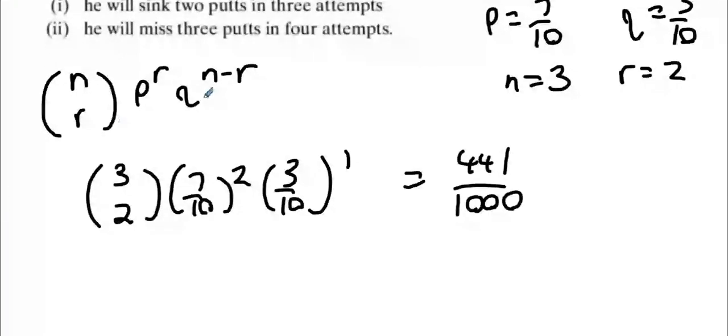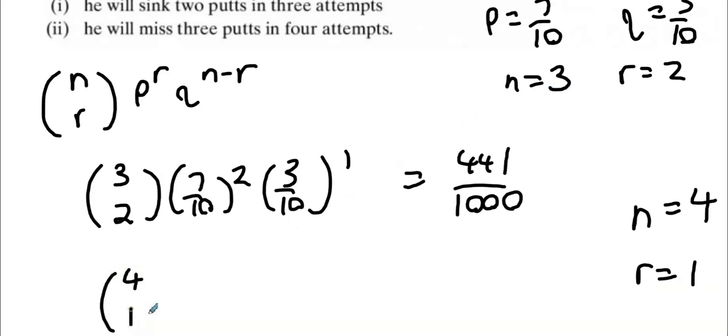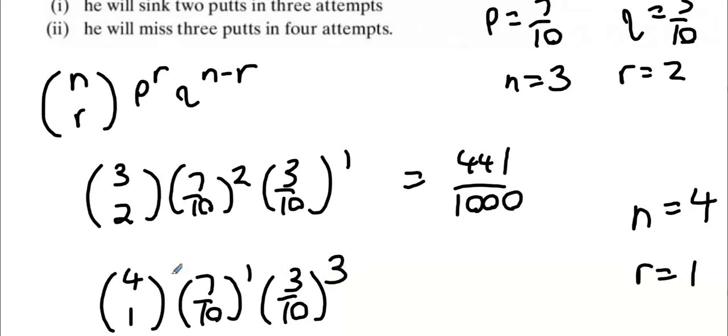And the last one. He will miss 3 putts in 4 attempts. That means your r value is only 1 because you're only successful 1 time, and your n value is 4 attempts. p and q are still the same. So it should be 4C1, you only succeed once, 7/10 to the power of 1, 3/10 to the power of 3. Both powers have to add to 4. And you should get an answer of 1,029 over 2,500.